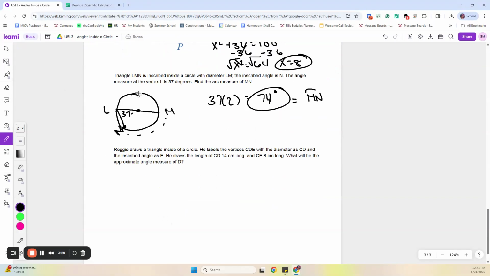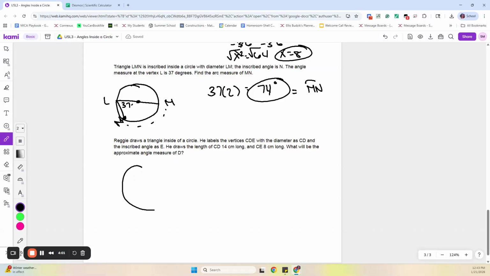All right, so again, we're going to draw a circle out. Our diameter is CD. So we're going to have C to D be our diameter. E is going to be our inscribed angle somewhere, so that's going to be an edge. Then he draws the length of CD 14 centimeters long, and CE is going to be 8 centimeters. Like that. What will be the approximate angle measure of D?